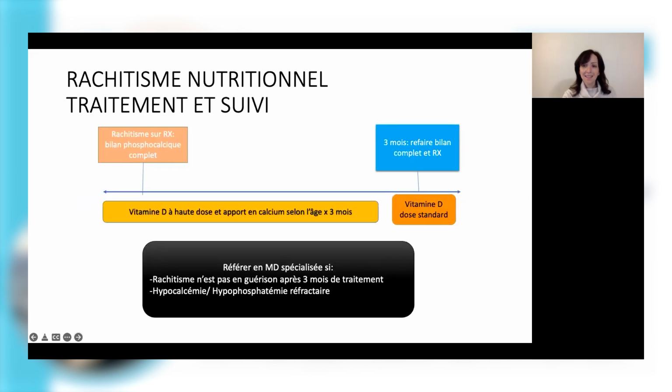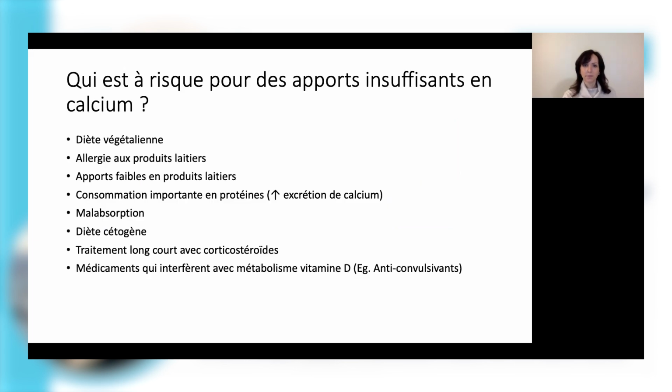Now, if that doesn't happen, so you've done everything, you've done the blood work, you've repeated the x-rays, you've made sure that the child has actually taken the supplementation and nothing's getting better, well, that's the time where you start referring to a specialized clinic, to endocrinology, or to whoever the bone specialist is in your clinic or institution. Or if you have refractory hypocalcemia or refractory hypophosphatemia, despite giving adequate supplementation, it's time to refer.